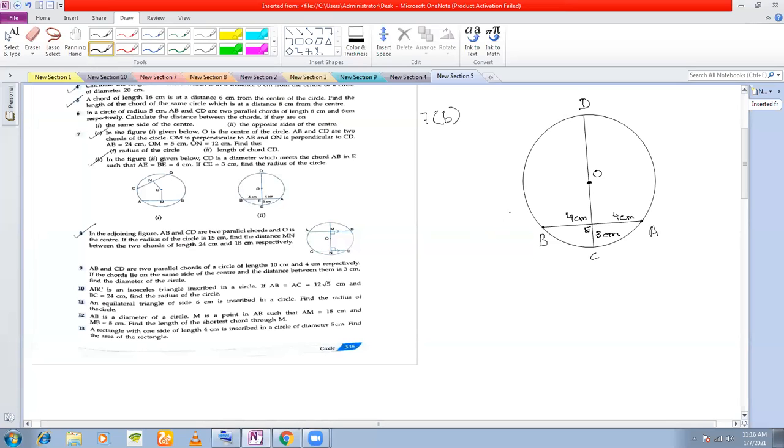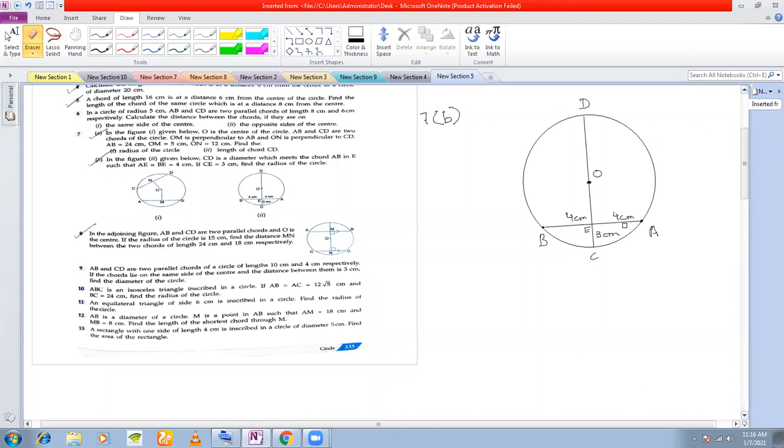Okay, this is your diagram. Now let's see what is the sum that is given. In the figure given below, CD is the diameter. Has to be because it passes through the center of the circle. So in the given figure, CD is a diameter which meets the chord AB in E. So CD, this straight line, meets the chord at this point E, such that AE is equal to BE is equal to 4. Both these lengths are equal, they are given to be 4.